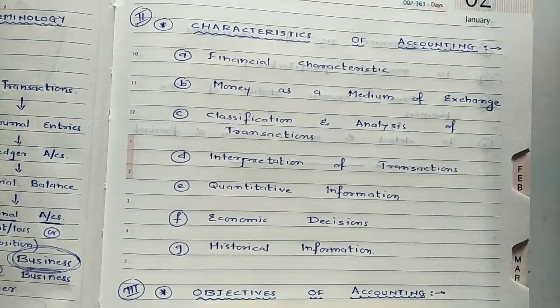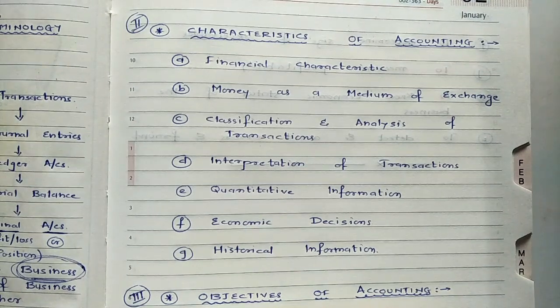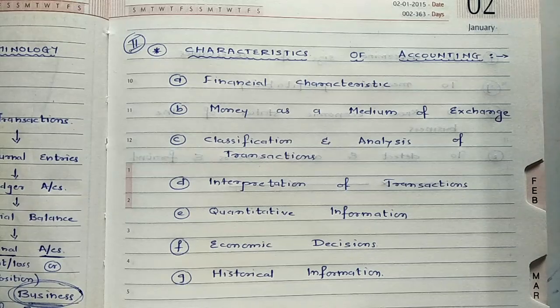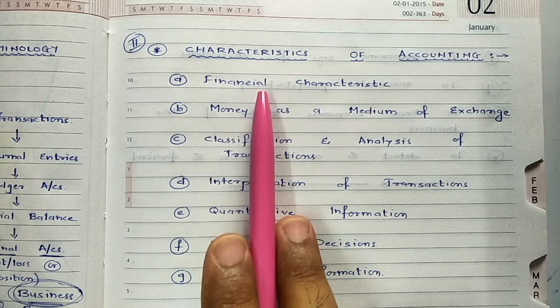And the last one: the information recorded is always of a historical nature. Historical nature means the transactions are always based on the past and not on the future. Accordingly, that information is utilized for writing accounts. So let us again recollect the characteristics of accounting. Accounting involves transactions which are of a financial nature.